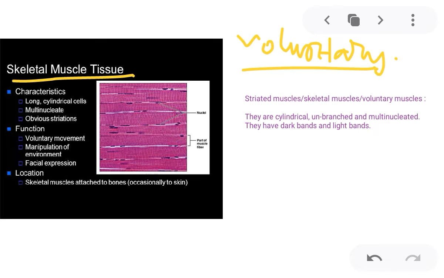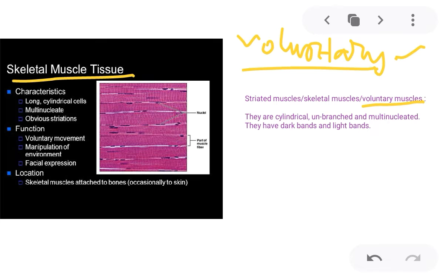And whenever you are performing any workout or gym activity, right, or you are playing a game, playing a sport, during that time with your consciousness, all your muscles are involved carefully, and they undergo movements. Such types of movements are known as voluntary movements. So based on their function, these skeletal muscles are also known as voluntary muscles. Okay.